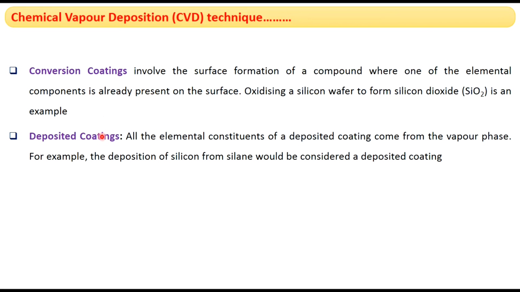Another type is deposition technique in which all the elemental constituents of the deposit come from the vapor phase. For example, deposition of silicon from silane. So while depositing silicon, we use silane as a source gas. The silicon is directly deposited on the substrate. No conversion occurs here. So this is deposition coating. So these are the two types of CVD technique. This is about the chemical vapor deposition technique.